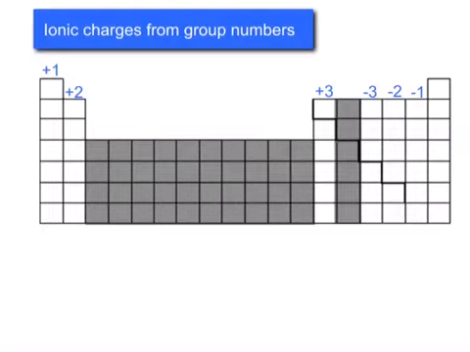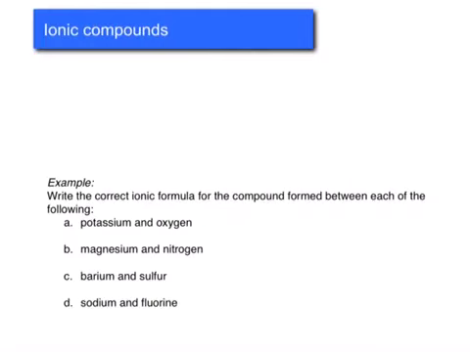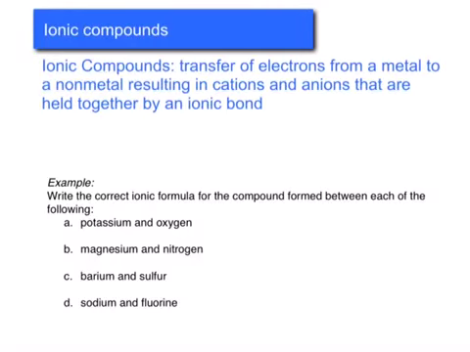And then this last column here, all of the noble gases already have 8 electrons, and so they don't form ionic compounds either. So now just a little bit of a review from what you saw in your video yesterday. Ionic compounds are when we get a transfer of an electron or more than one electron from a metal to a nonmetal, and the result is that you get a cation in the case of the metal and an anion in the case of the nonmetal.